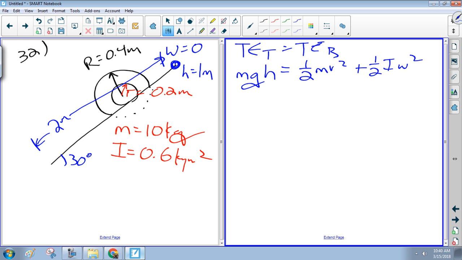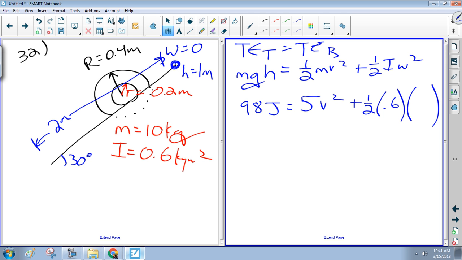So I think I'm going to just start plugging in numbers. Okay? So here we go. So we get, what's the mass? So you get 10 times 9.8, so that's going to be 98 times 1, so you get 98 joules equals 1/2 times the mass is going to be 5v squared plus, so 1/2, our I is 0.6 times, I gotta figure out a way to deal with this omega.